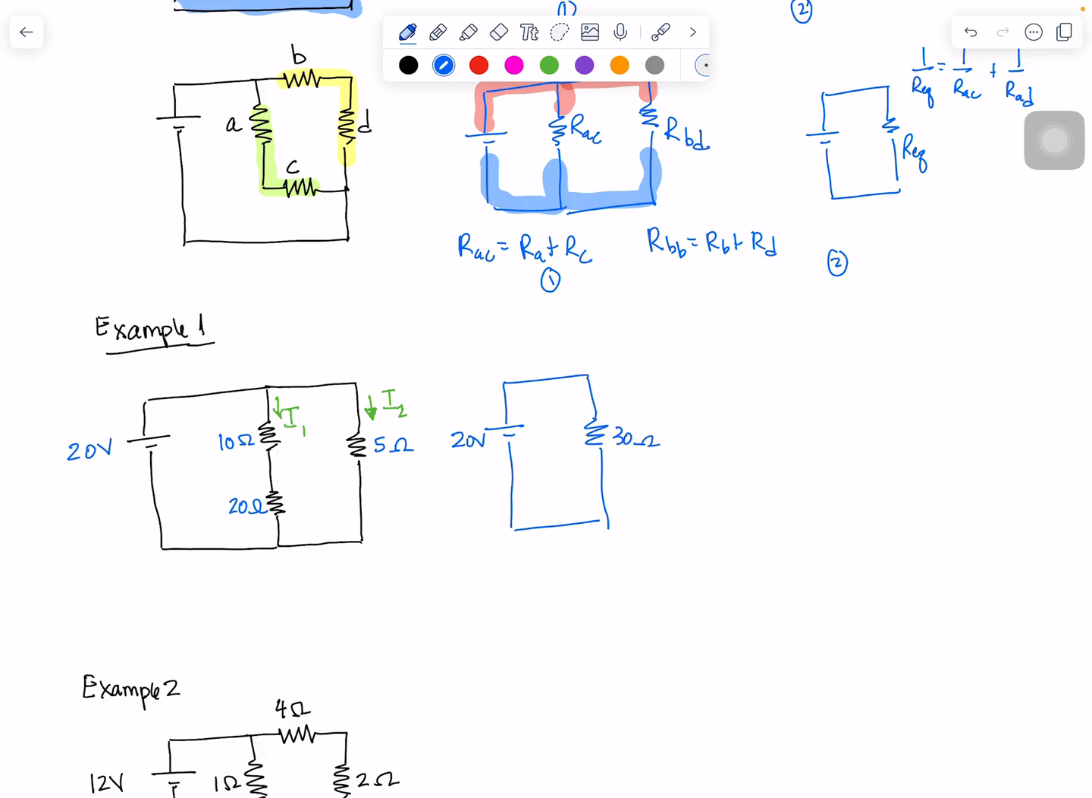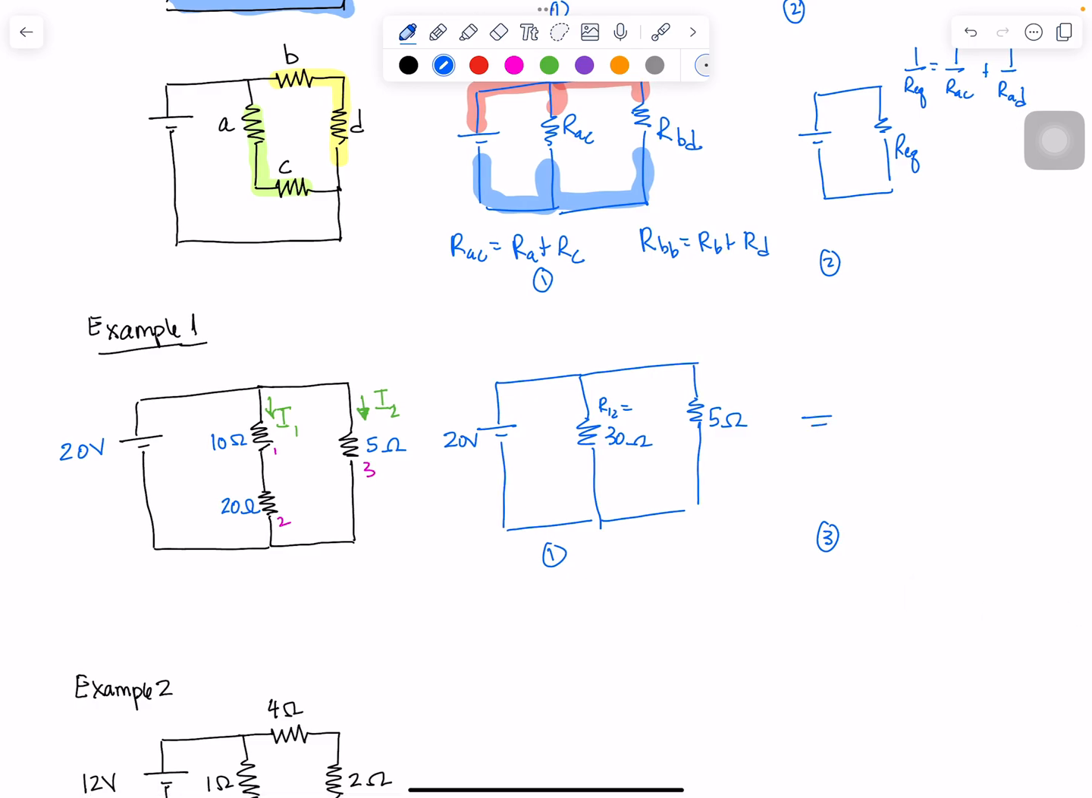And what I usually do, I usually number, and so I'm going to say R12 is equal to that. I'm going to just put numbers on so you know. So 1, 2, 3. So R12 is equal to 30 ohms. And then I still have my 5 ohm resistor. All right, so that was step 1. And then step 2, I've got resistors in parallel.